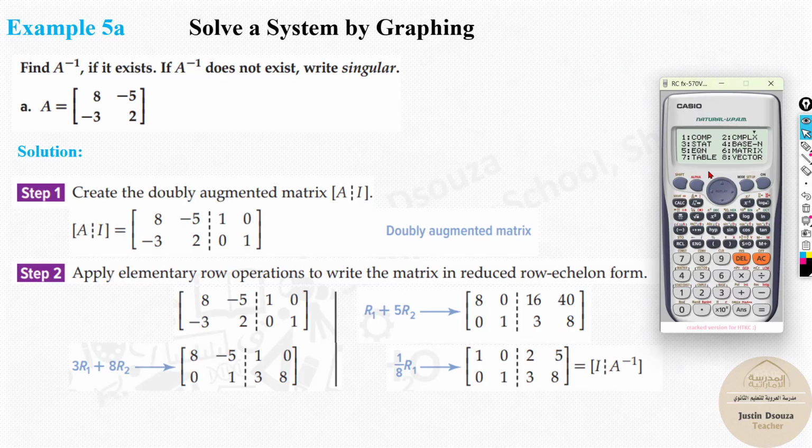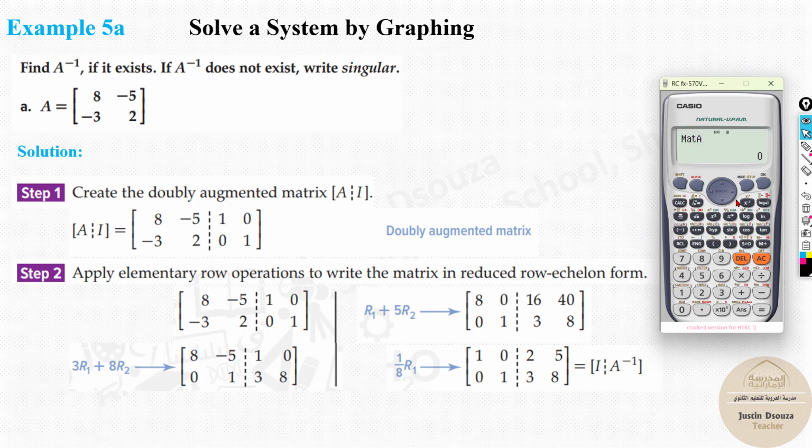So what you need to do is go to mode 6, fill this in one of the matrix 1, and this is option number 5. Let me type it in: 8, minus 5. Sorry, it's 8, minus 5, minus 3, and 2. It's saved. Press AC.